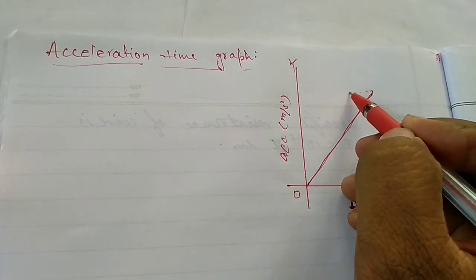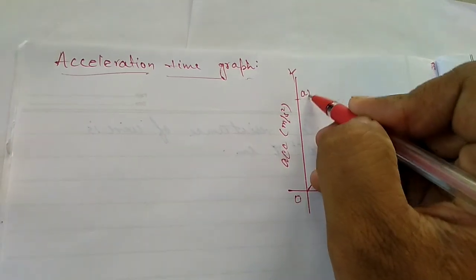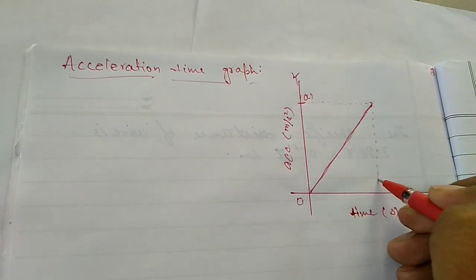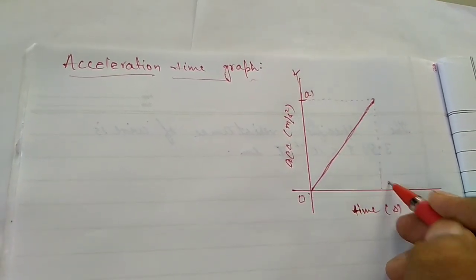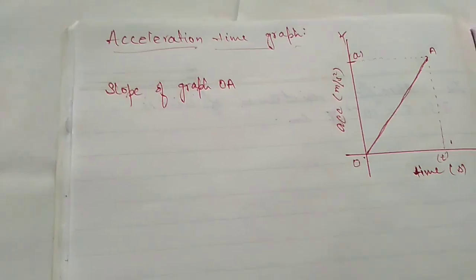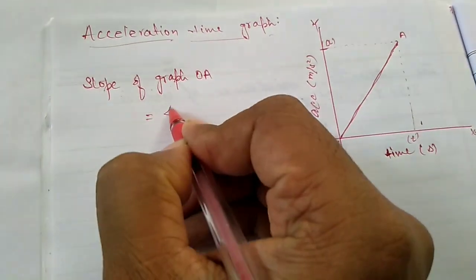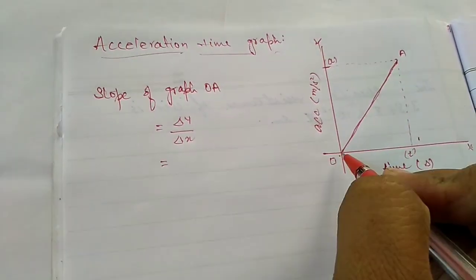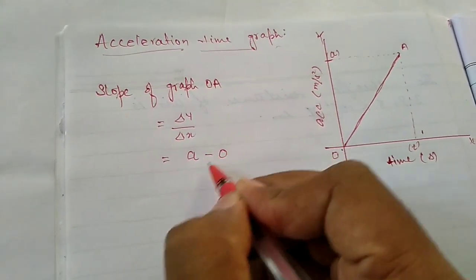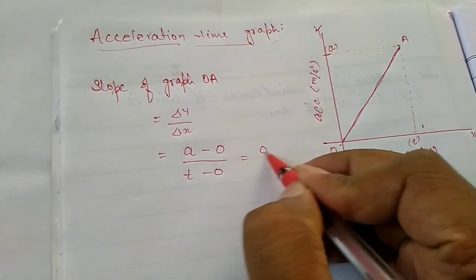So let's see first. Suppose the acceleration value here is A, and here 0, and on the time axis here 0, and here suppose the time is t. First of all, we calculate the slope of the graph. I have named the graph OA. So the slope of graph OA is equal to change in y upon change in x. What is the change in y? From 0 to A, final value minus initial value, upon, in the same way on time, final value minus 0 value. So it is A upon t.